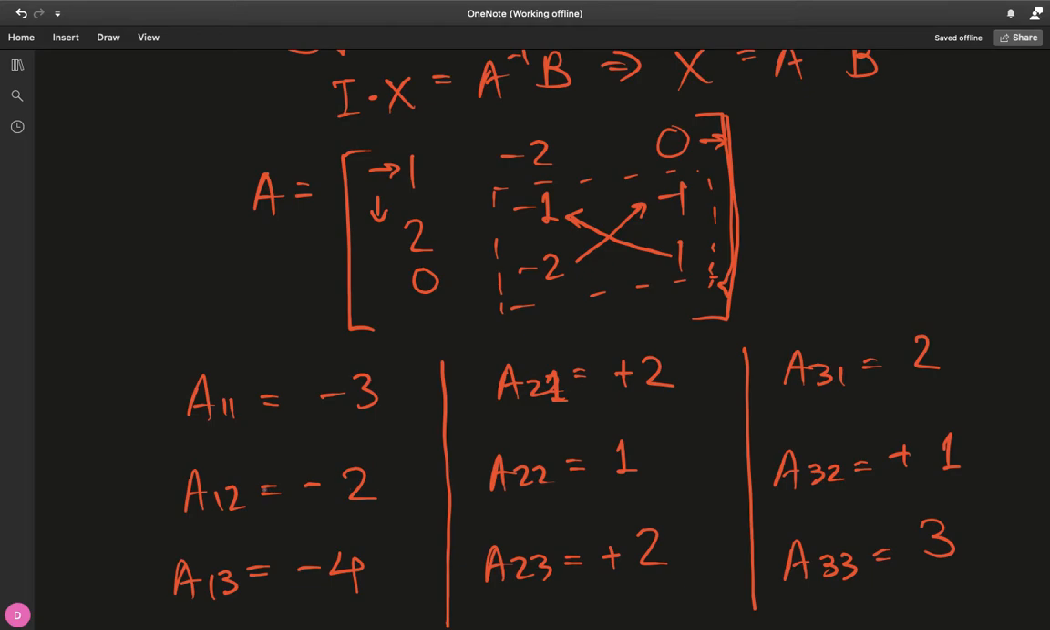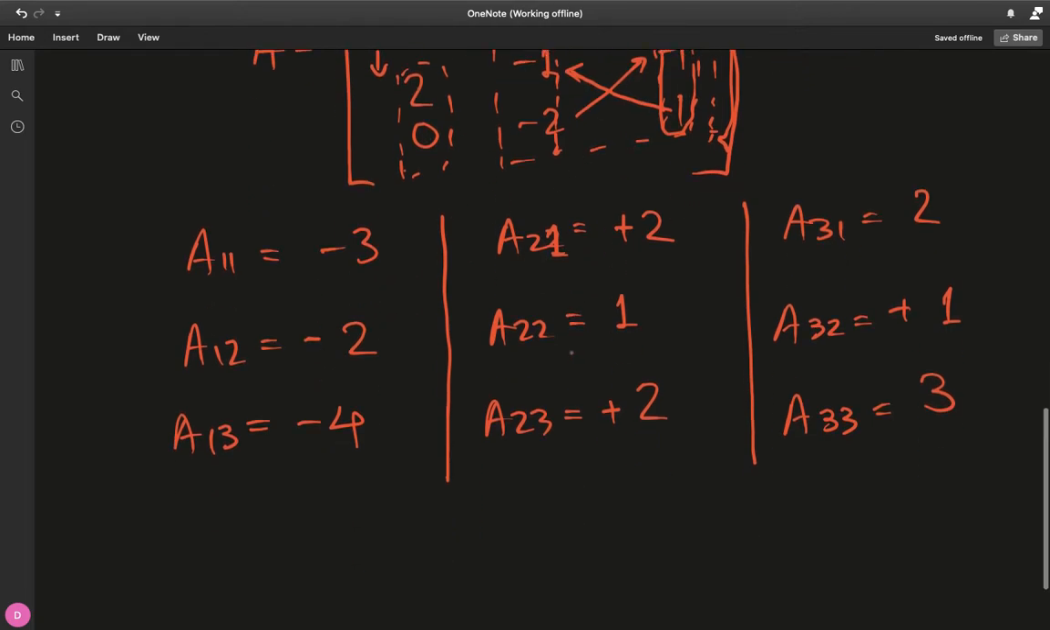And so you do that for A12 also. You take this entry, A12, cover up the row, same row but a different column this time. So the remaining part will be this and this. Consider these two as a 2 by 2 matrix, calculate the determinant, and you go around with that.